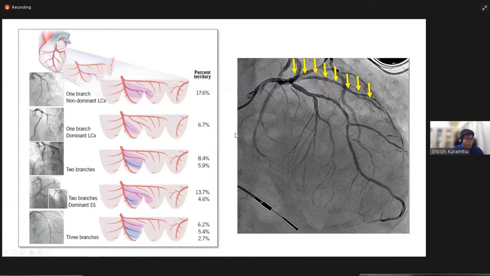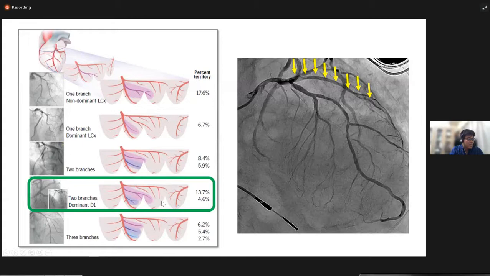So we apply this criteria to this case. I think this case is classified into this pattern, 2 branches, dominant D1. In this pattern, the diagonal or branch territory is over 10%. So it means we have to avoid side branch occlusion to get a better outcome in this patient.